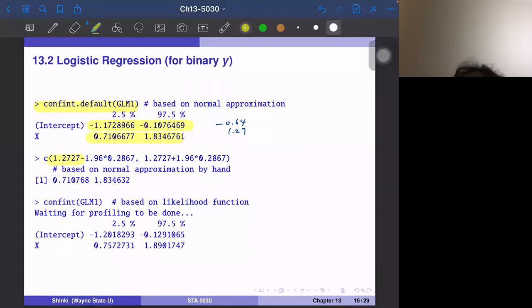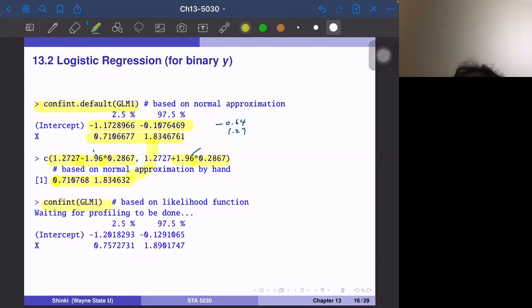To be exact, it is our estimate plus or minus 1.96, which is the 2.5 percentile and the 97.5 percentile of the normal distribution, covering 95% of the cases. If we multiply by the standard error of beta 1 hat, we get exactly the same answer as this.